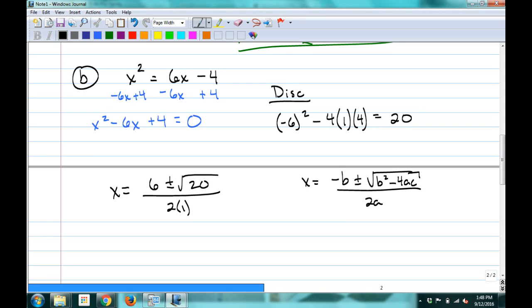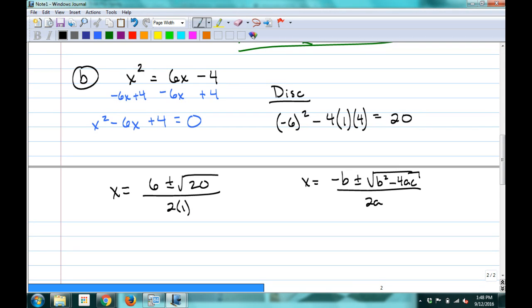The formula has negative b, so this was a minus 6. We changed it to a plus. If you want to see the proof of that, we can do it. Yeah, double negative. Just change the sign of it. It's really all you got to remember there.